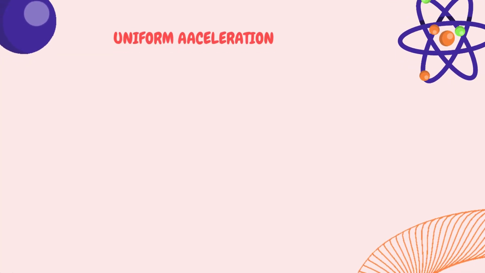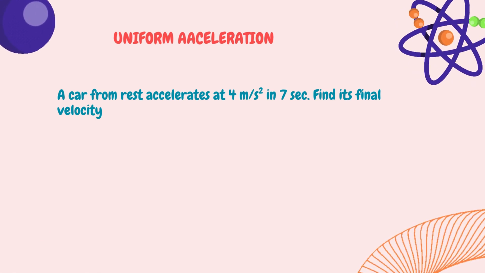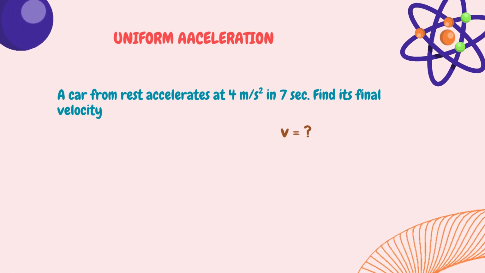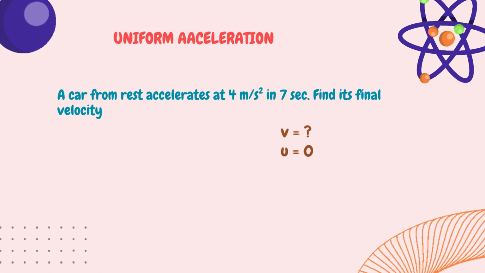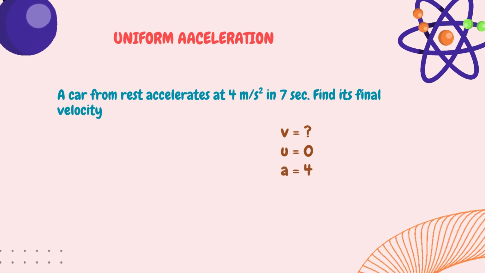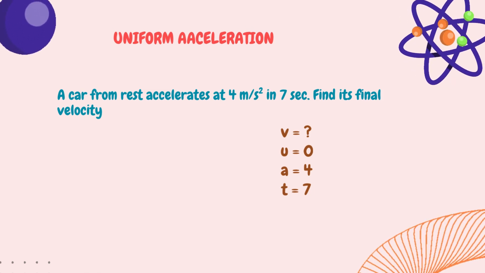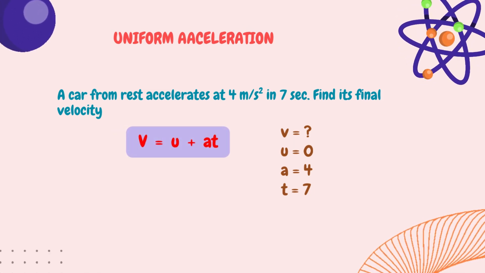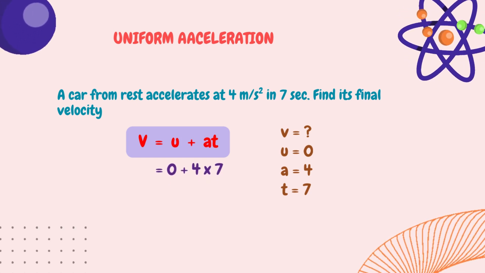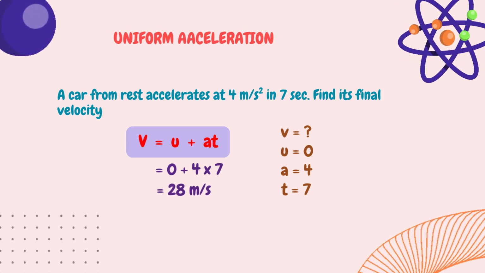Let's consider some examples. A car from rest accelerates at 4 meters per second squared in 7 seconds. Find its final velocity. From the information given, we're looking for the final velocity. The initial velocity is equal to 0, as objects from rest have 0 velocity. Acceleration is equal to 4 meters per second squared, and time is equal to 7 seconds. With this data, we can use the first equation. v = u + at, u is equal to 0, a is equal to 4, and t is equal to 7. 0 plus 4 times 7 gives 28 meters per second as the final velocity of the car.